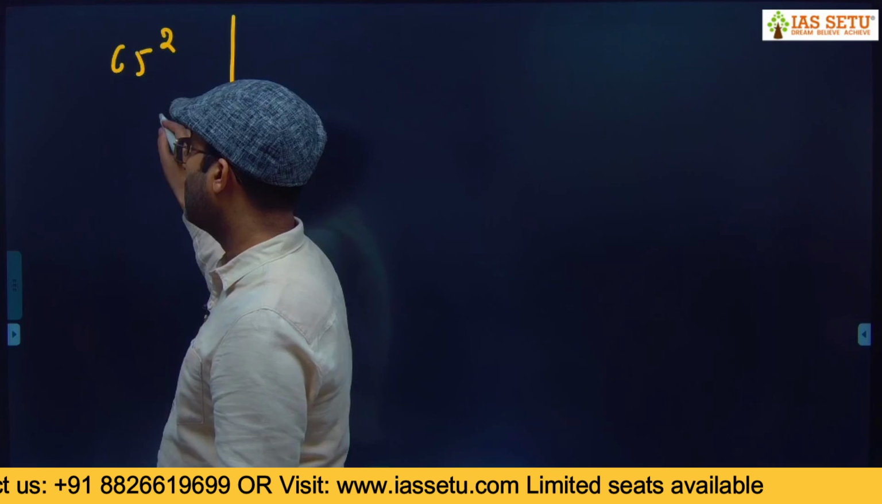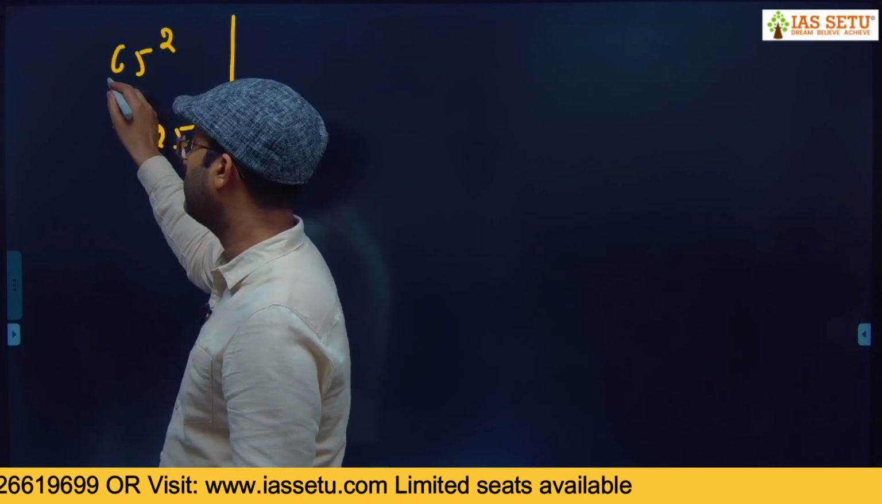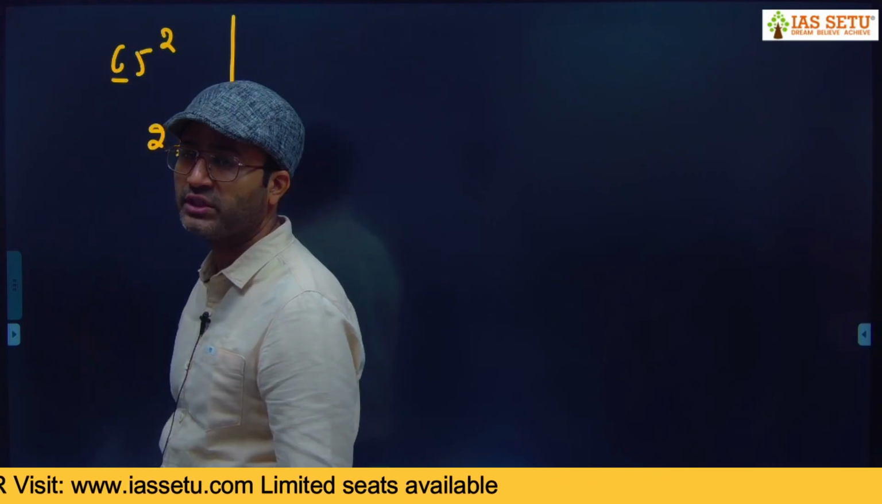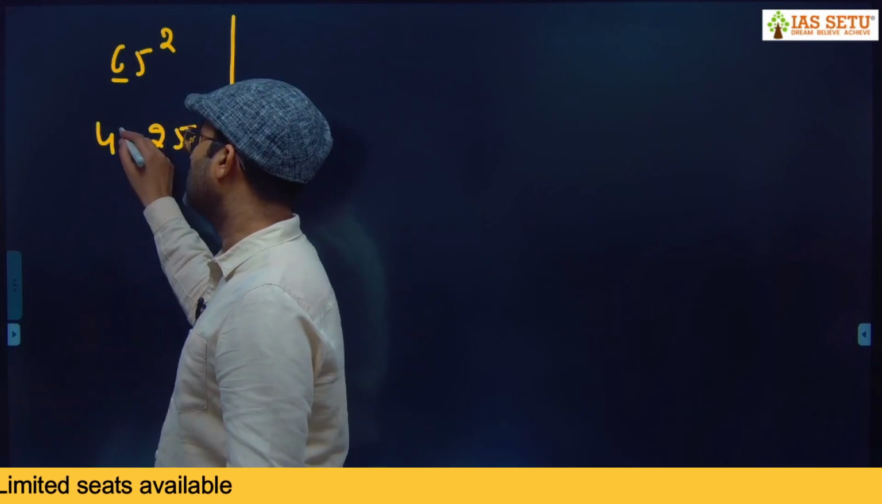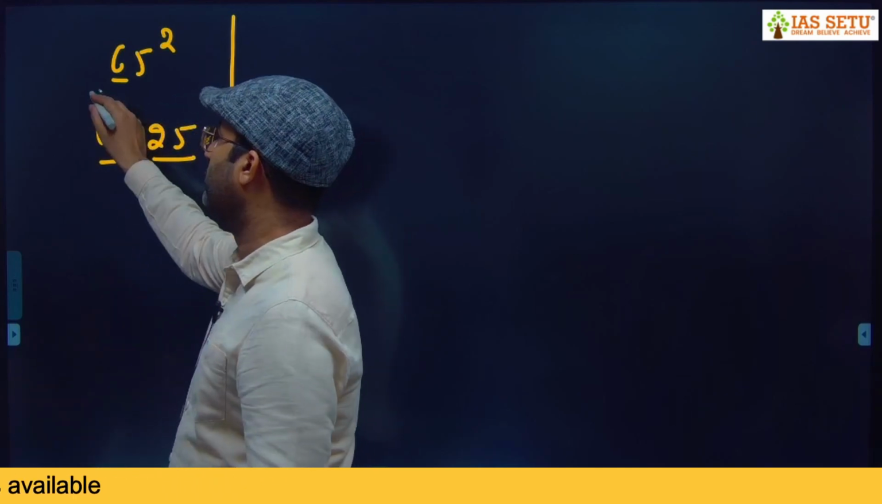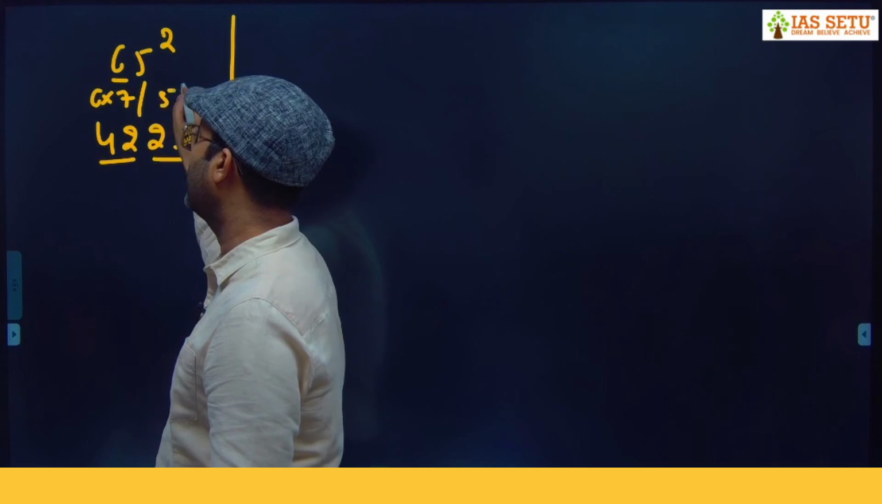65 square. Right side we have 25. Left side, 6 into the next value. What is the next value? 7. What is 6 into 7? 42. So your answer is 4225, because it is 6 into 7 and then 25.